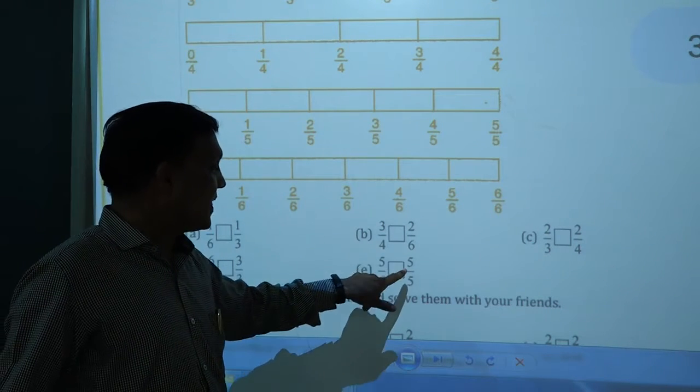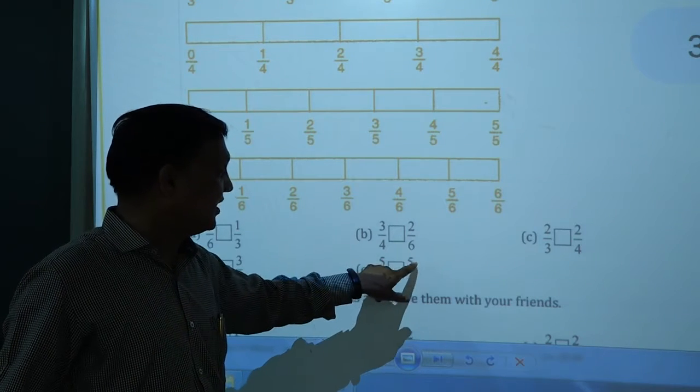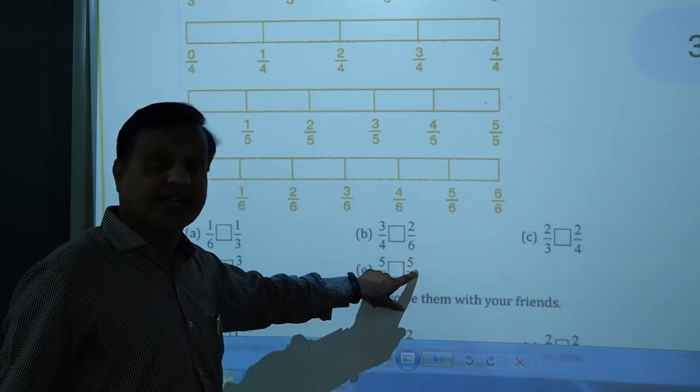5 upon 6 and 5 upon 5. Both the denominators are different. 5 5s are 25, 6 5s are 30. This one is 30. So 5 upon 5 is the greater.